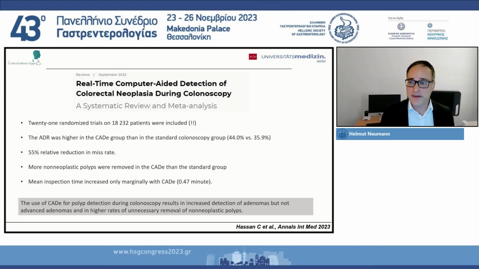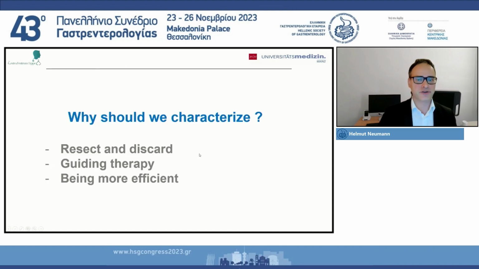So it's, I guess, not difficult to see the large lesions, although they might be hidden behind the folds or the flexures. But of course, in these meta-analyses, we had a higher rate of unnecessary removal of non-neoplastic polyps. We endoscopists are seeing more, and this is not normal, of course; we are resecting more, and this might result in this.